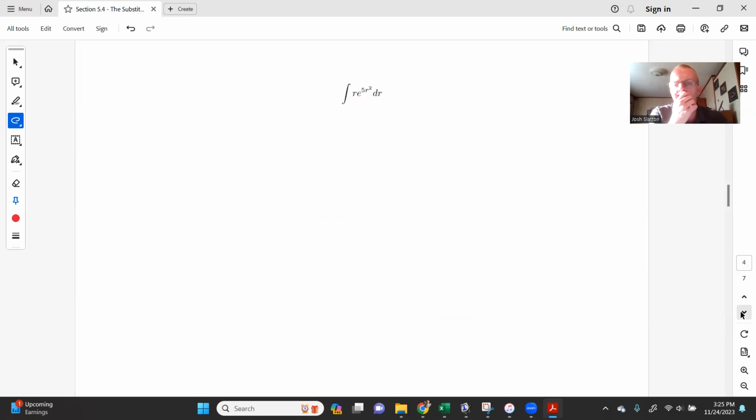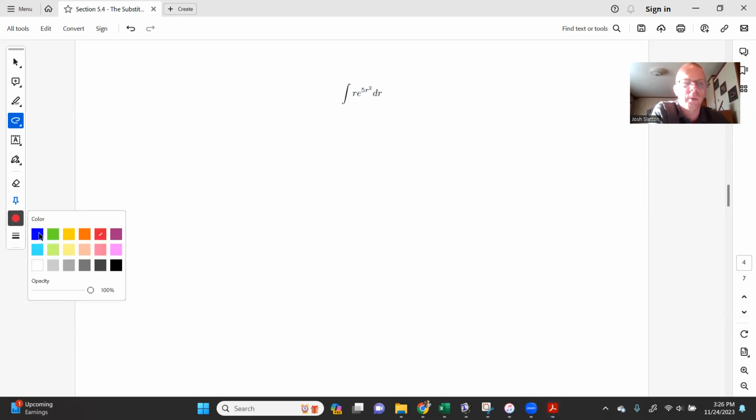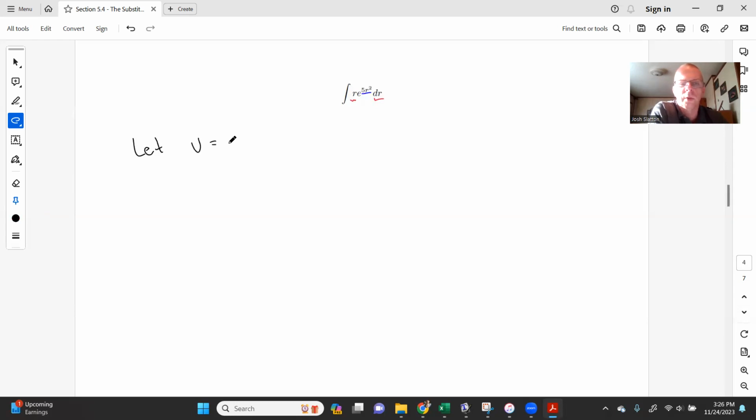So now we have an exponential. So let's see what would be the blue, or the u. So again, we don't need to worry about the e. We just get the 5r squared as the u. And then the red is going to be the rest, the r dr. So let's let u equal 5r squared.